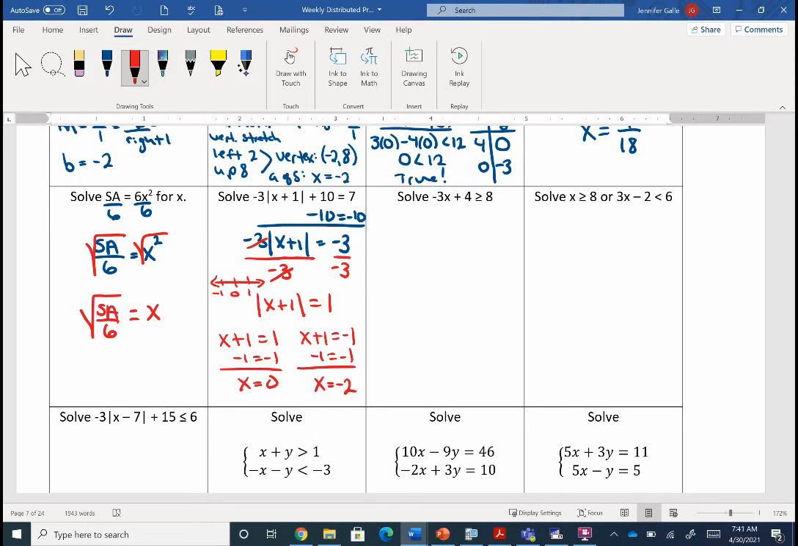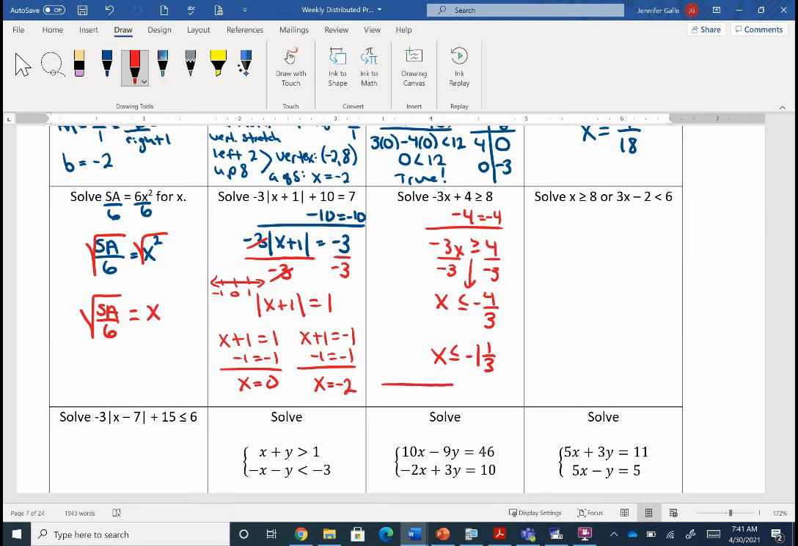Third question, second row, we're solving the inequality. Start by undoing your addition first. And then divide by negative 3. Remember, when you divide or multiply by a negative when solving inequalities, your symbol flips. So now we're going to have a less than or equal to. And if you want to leave that as negative 4/3, you can. If you'd prefer a mixed number of negative 1 and 1/3, that's entirely up to you.